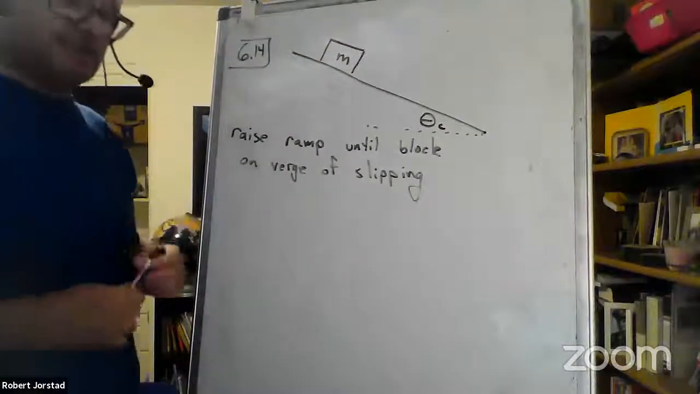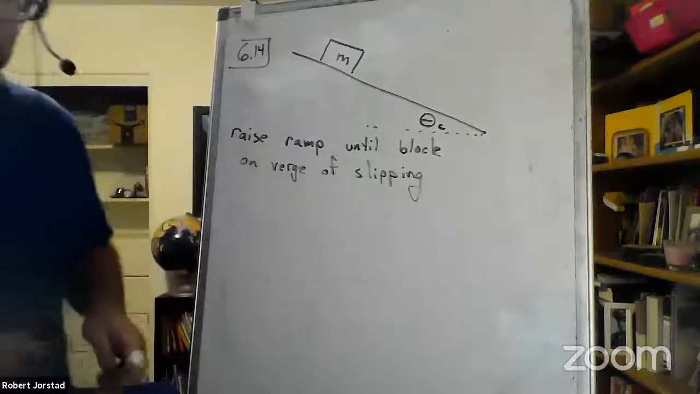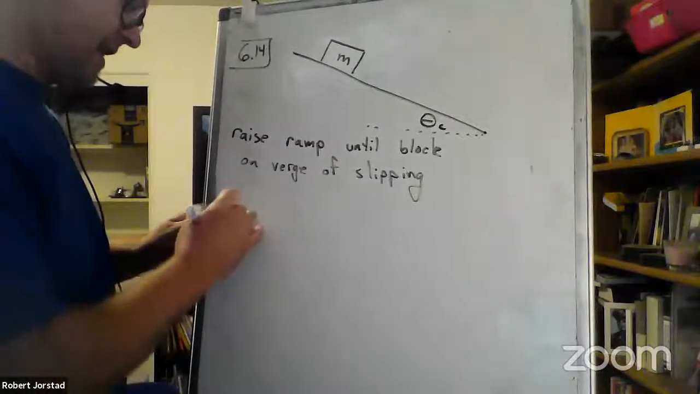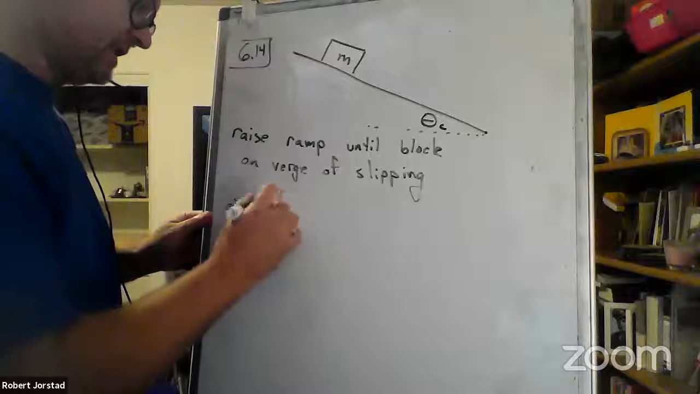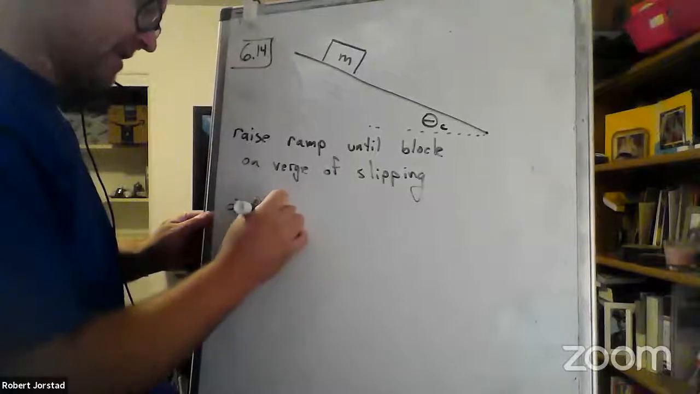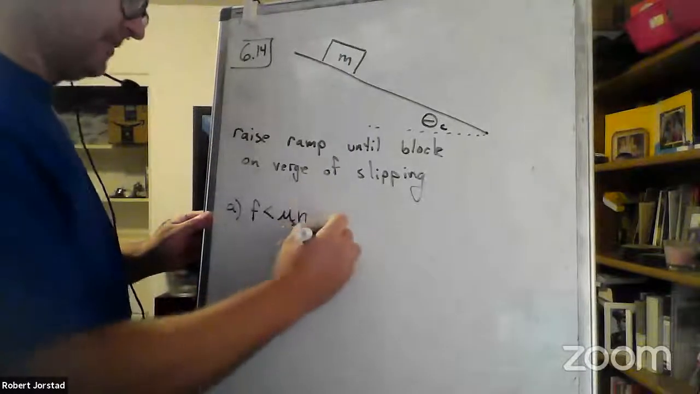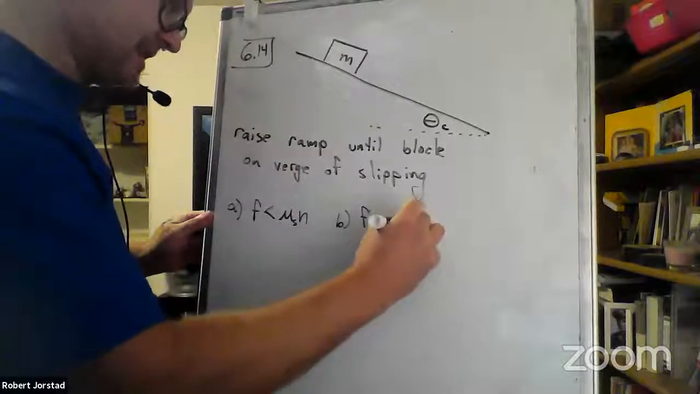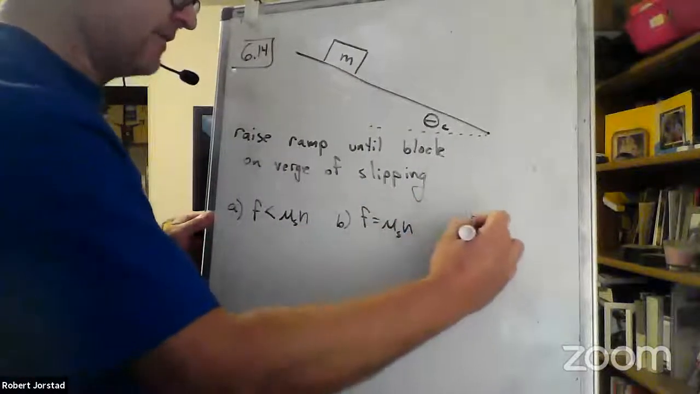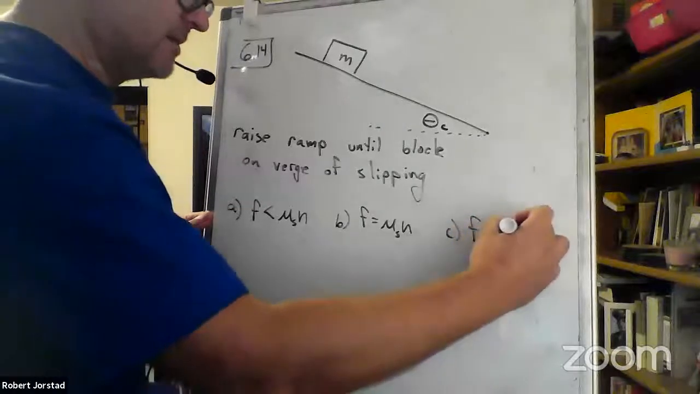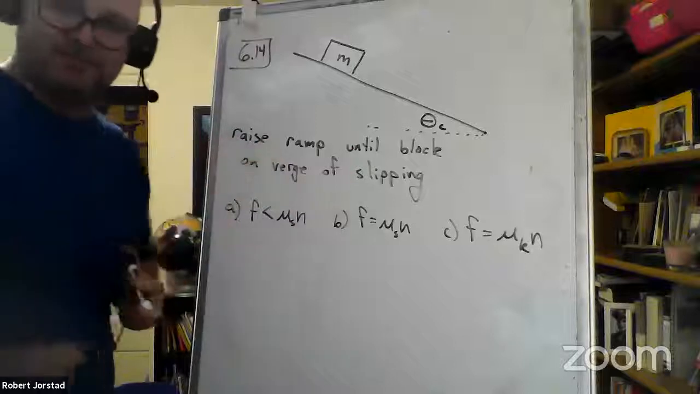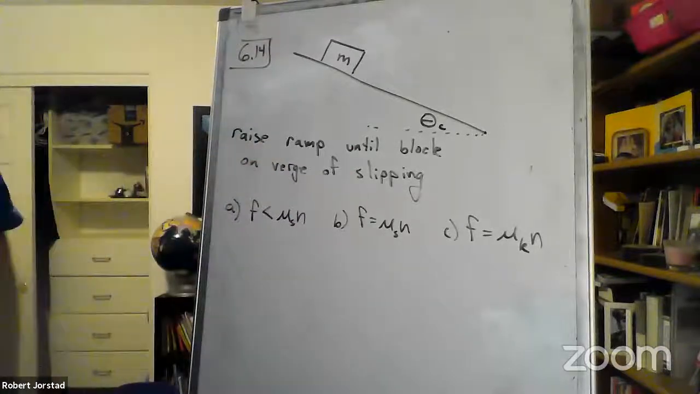In this case, which friction rule applies? I'll list them for you. Is it A, friction is less than mu static times n? Is it B, friction equals mu static times n? Or is it C, friction equals mu kinetic times n? It's about to slip. Which one of these should we use?